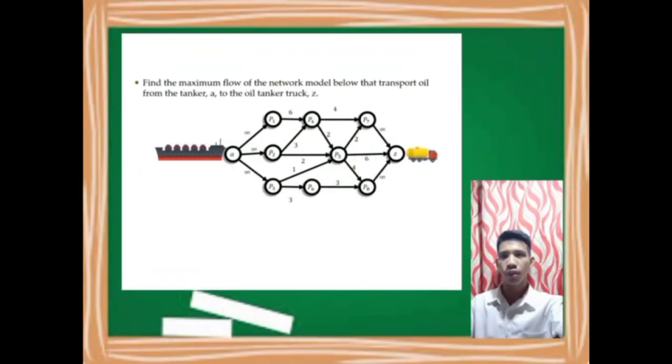This report addresses the problem of determining the maximum flow in a network that transports oil from a tanker at node A to an oil tanker truck at node Z. The graph provided represents a network of pipelines where nodes represent junctions or points of transfer. Directed edges represent pipelines with associated maximum flow capacities. The goal is to calculate the maximum amount of oil that can flow from A to Z while respecting the capacity constraints of the edges.